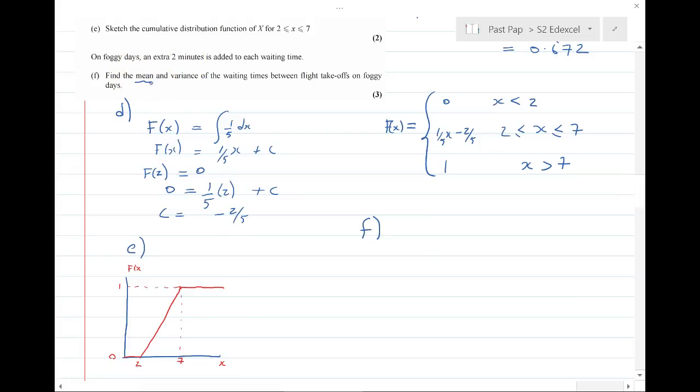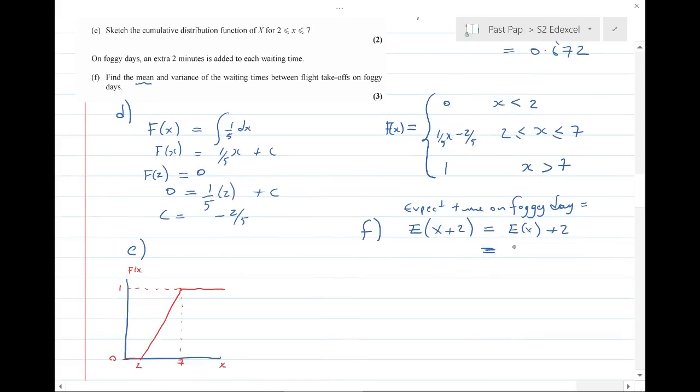So basically we're being asked for E(X + 2). So this is the expected time on a foggy day, which is equal to E(X) + 2. Now E(X) is just the average of the two values, 2 and 7, so (2 + 7)/2, plus 2. That will be equal to 9/2, which is 4.5, plus 2, which is 6.5. Or, as I say, you could have just found the average between 4 and 9, and that would have got you 6.5 as well.